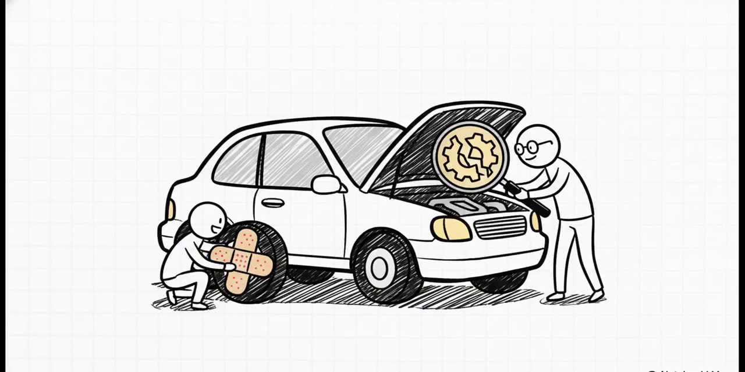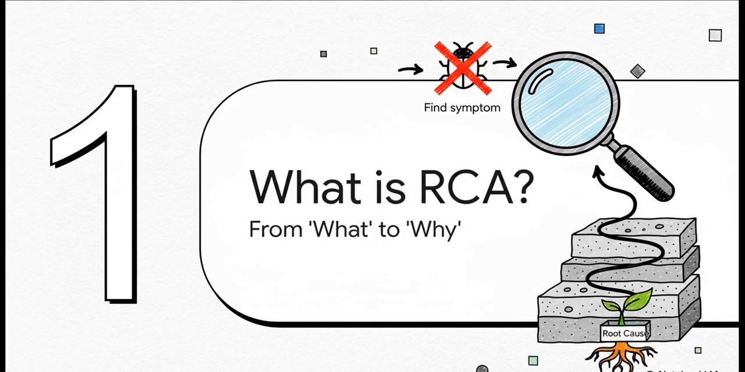Think about it like this. Your app is a car. If that car breaks down, you could just patch the tire. But that's not going to do you much good if the engine is what actually failed, is it? A great tester doesn't just say, hey, the car stopped. They're the ones popping the hood to find out why. And this is exactly where the formal method for getting under that hood comes in. It's called root cause analysis, or RCA for short. And it's all about making that critical mindset shift, moving from just asking what broke to really understanding why it broke.